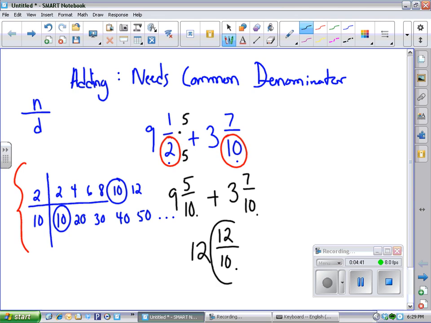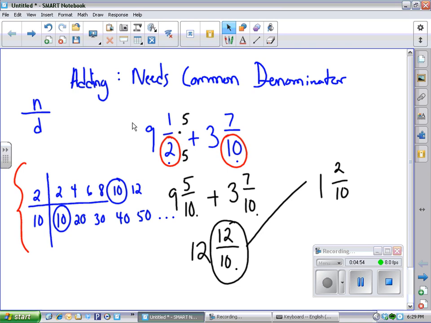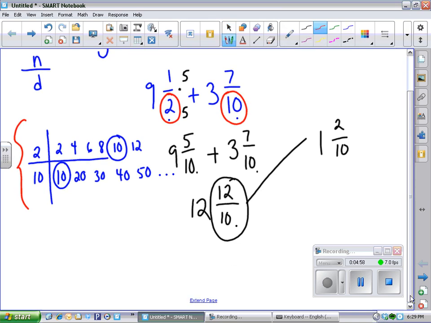Again, we should regroup with this mixed number. 10 goes into 12 once, with 2 left over. And we can then take that 1 and 2/10 and add that to the 12. Okay, so we've just changed this here. Its form looks like that. We can add that to the 12. So 12 and 1 is 13, and then we have that 2/10.